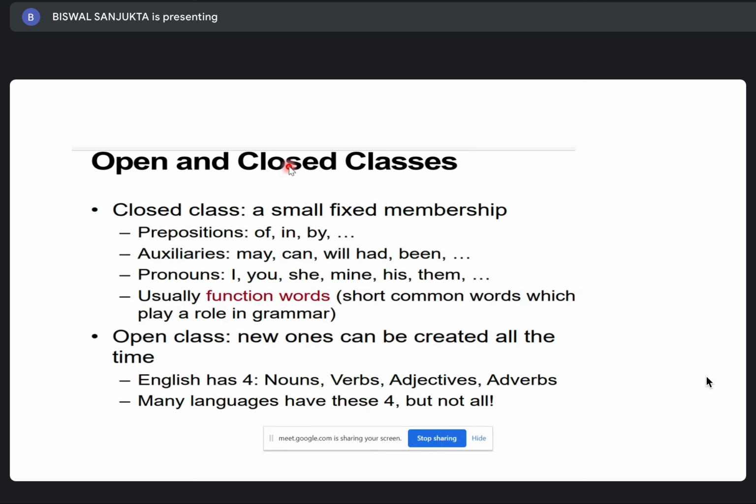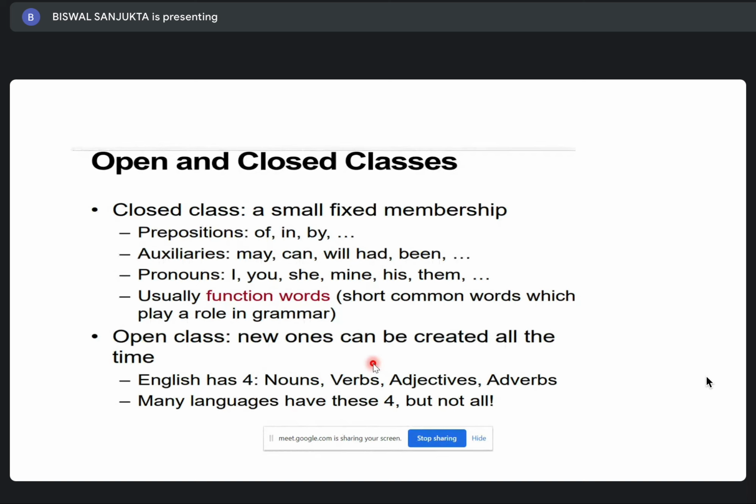Okay, then open and closed classes. What they are saying here is that closed class means, for example, prepositions, auxiliaries, pronouns. Only very restricted numbers are present for these kinds of things. Whereas for verbs, nouns, adjectives, new things keep coming up, whether in English or any language, because of the impact from other languages or changes in people's mindset, etc.